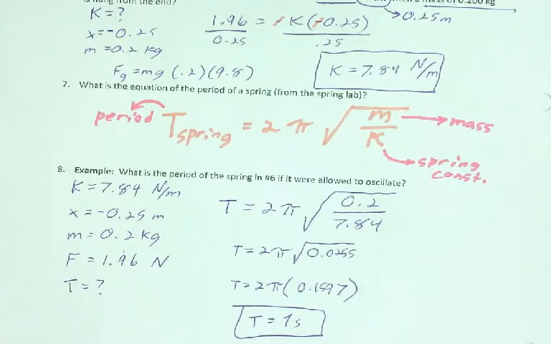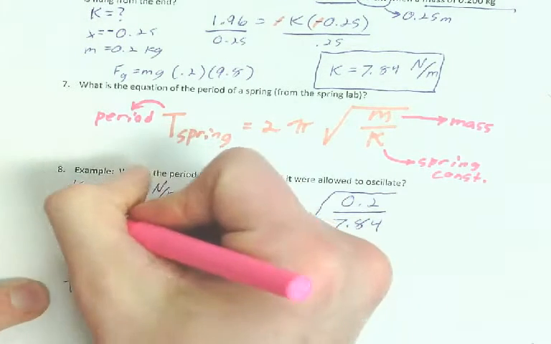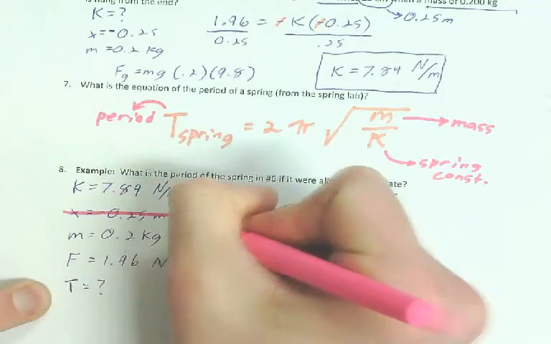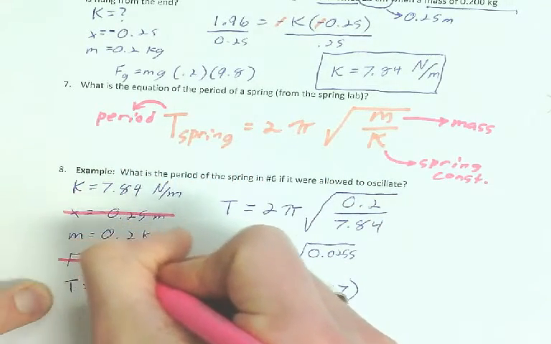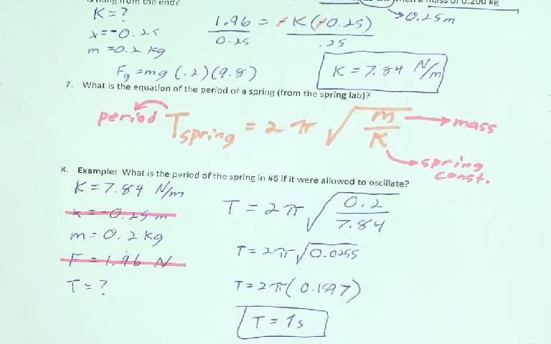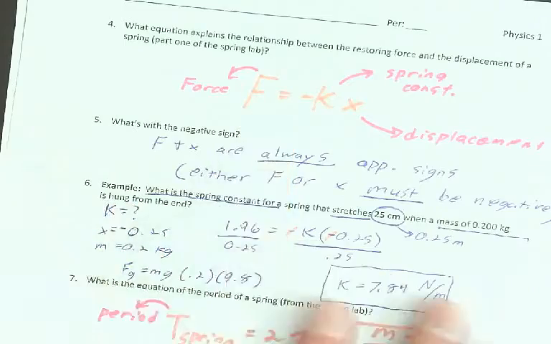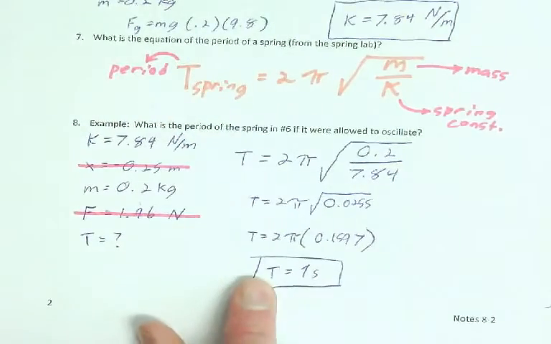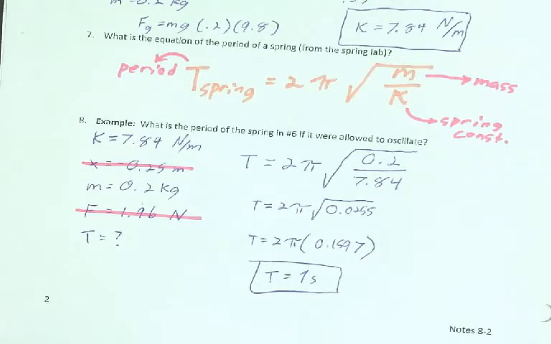Now, I want to point out really quickly: notice I did not use amplitude and I did not use force. You don't need to know the amplitude. So if I give you the amplitude, you can ignore it. The amplitude is only helpful when you're finding the force on a spring. We don't want to know the force for 8 at least, and so I don't need to know what the amplitude is. I just need to know the spring constant and the mass.